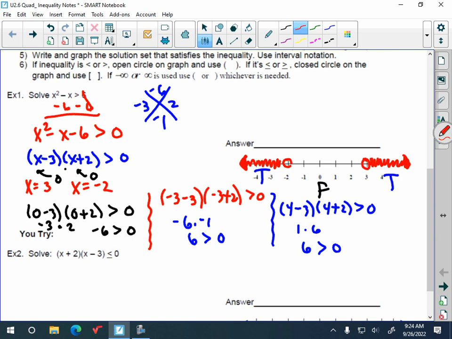Now we have to give the answer in interval notation. All right, so we did this in Unit 1. Right? So we have this interval we're going to give, and then we have this break, the union symbol, and then we have this interval over here. All right, so our answer would be negative infinity to negative 2, union, positive 3 to infinity.